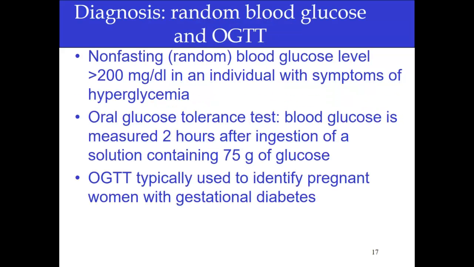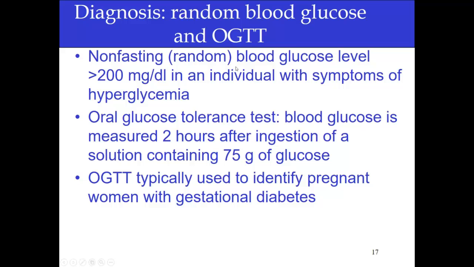Another way to diagnose diabetes is by using the oral glucose tolerance test, or OGTT. This is usually done for pregnant women. So how do they do this oral glucose tolerance test? They give the patient 75 grams of glucose and then they measure their blood glucose after 2 hours. So it's actually a non-fasting blood glucose that they measure 2 hours after giving 75 grams of sugar. This is mainly used for pregnant women to identify gestational diabetes.